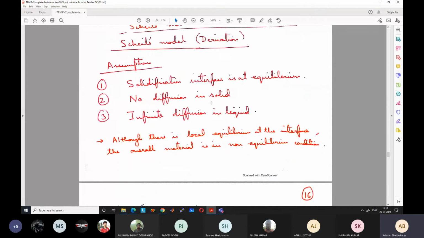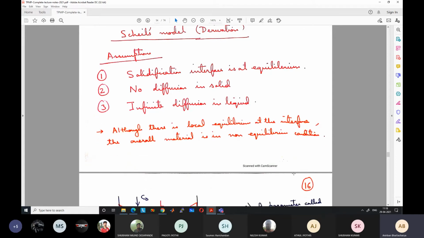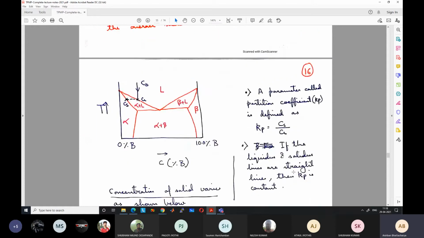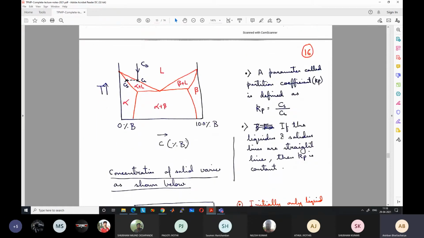So then there is no diffusion in solid and infinite diffusion in liquid, which we have already assumed. Another point is that although there is local equilibrium at the interface, the overall material is not in equilibrium. Far away material is not in equilibrium condition. I will show you how the solidification progresses before we go into the derivation. For this case, we will define a parameter known as the partition coefficient Kp.